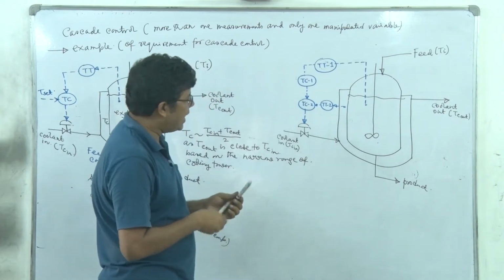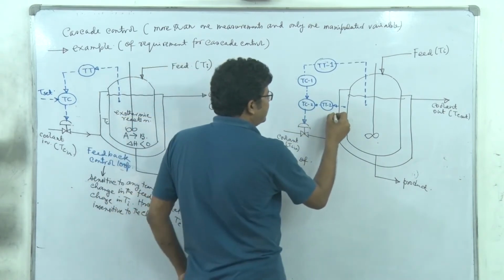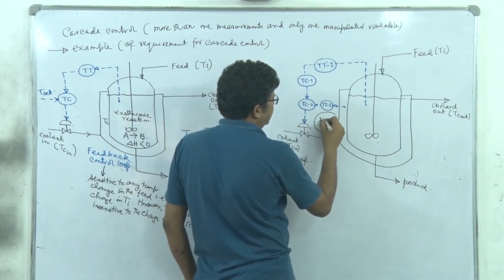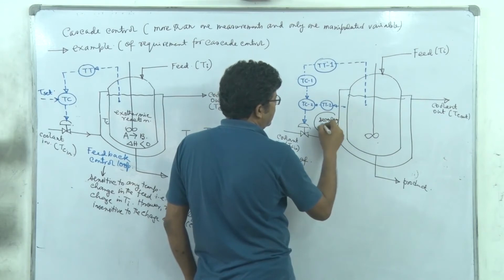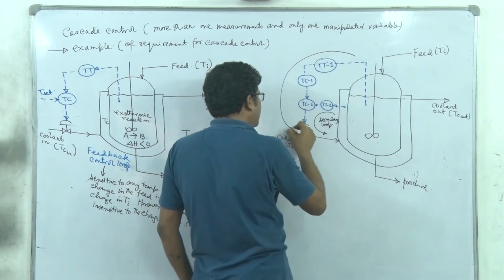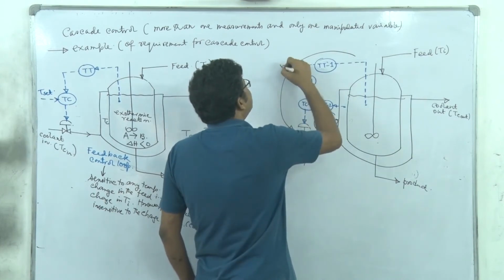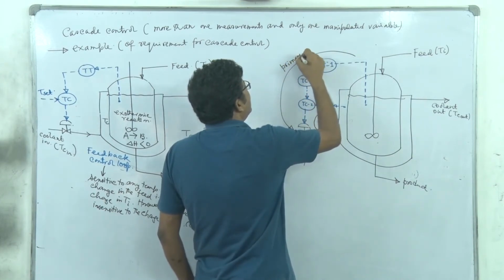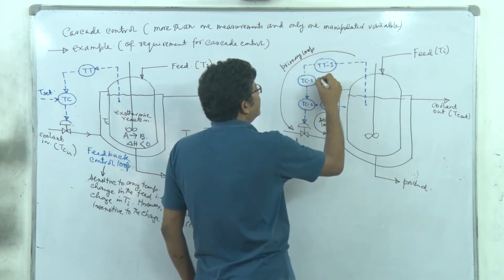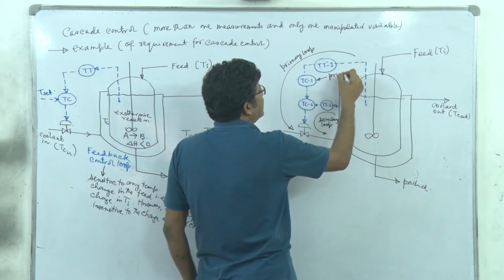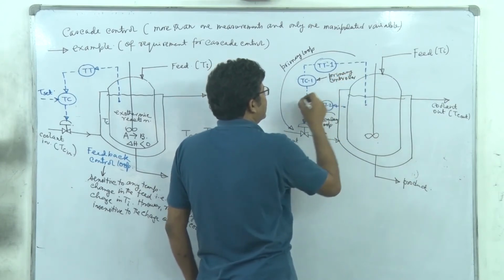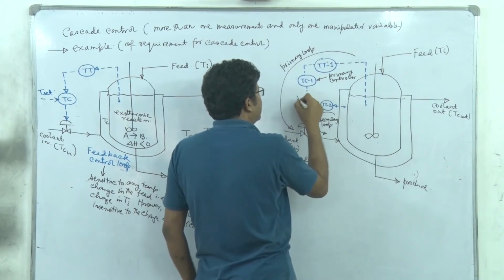So here we can understand that there is an inside loop, right? And that's called the secondary loop. And there is an outer loop which is the primary loop, right? So this is the primary controller. This will be the secondary controller.